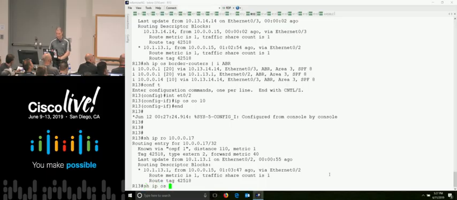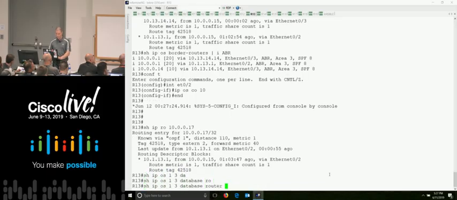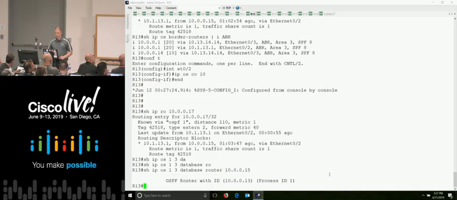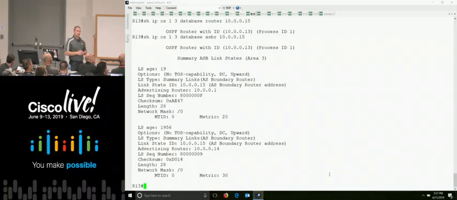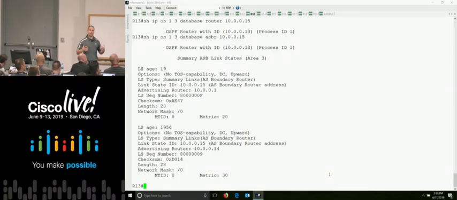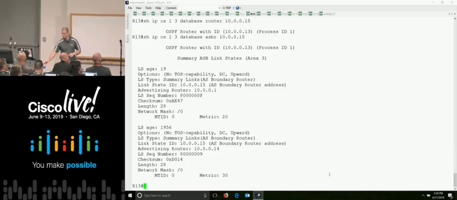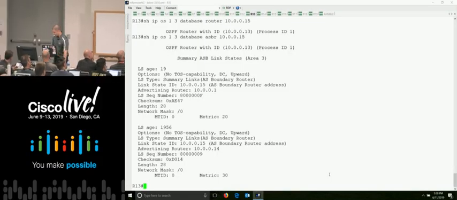Show IP OSPF 1 3 database router. This is going to fail, of course, because we're not in the same area as the ASBR. But if we just change this to, say, ASBR summary, we're going to see two different entries. So both ABRs are telling me about the path to reach R15. All right.